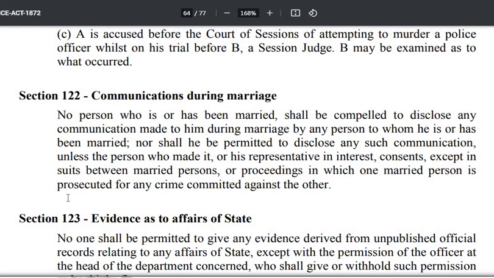पढ़ लीजिए इसको. No person who is or has been married. Is married means the presently the marriage is existing, or has been married means earlier he was married. पहले they were married. Now suppose they have taken divorce. No person who is or has been married shall be compelled to disclose any communication made to him.